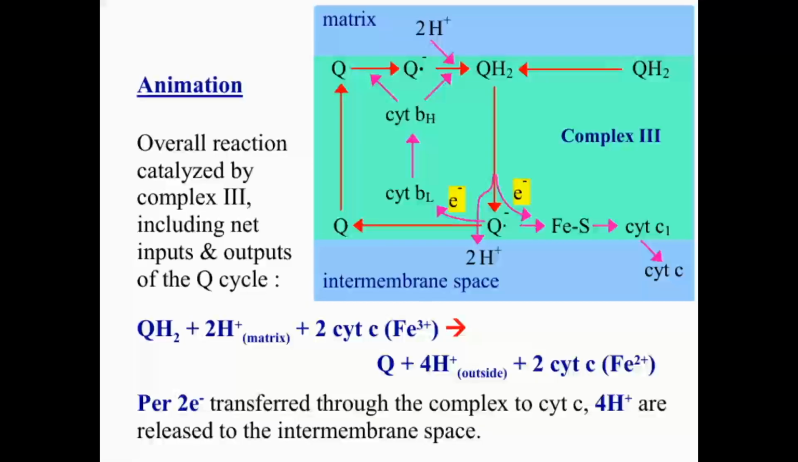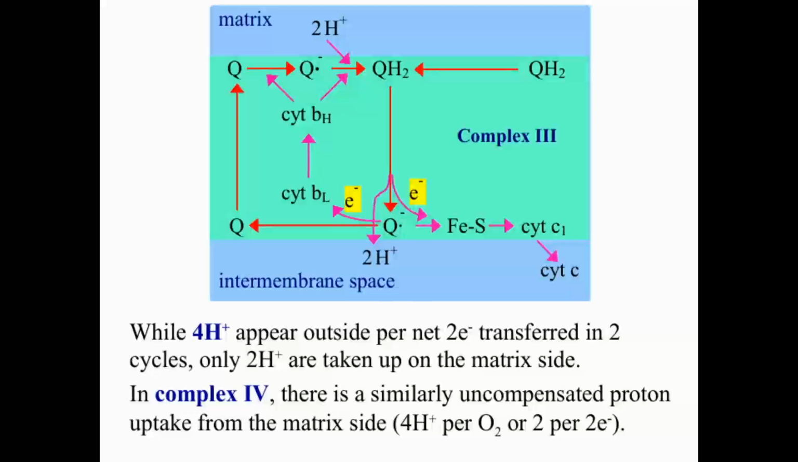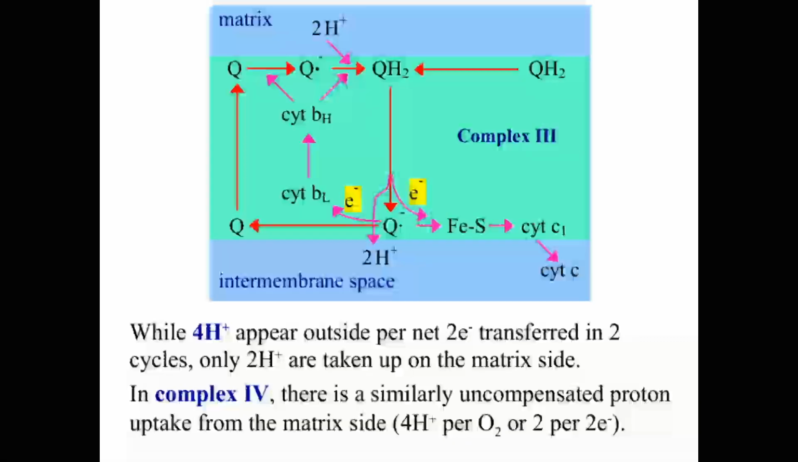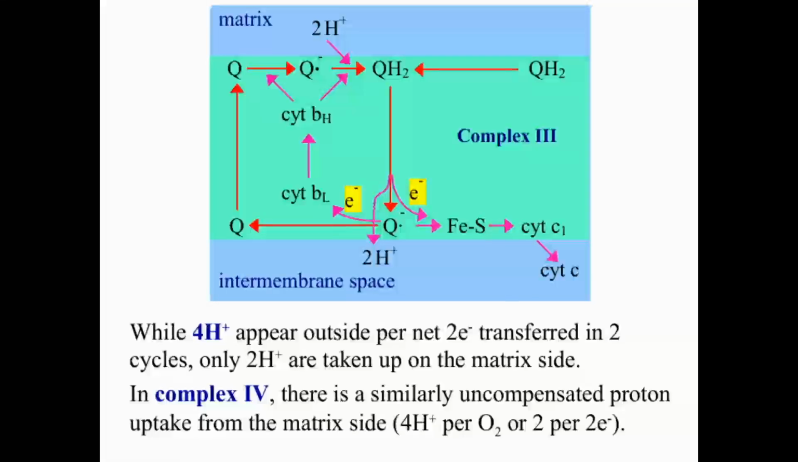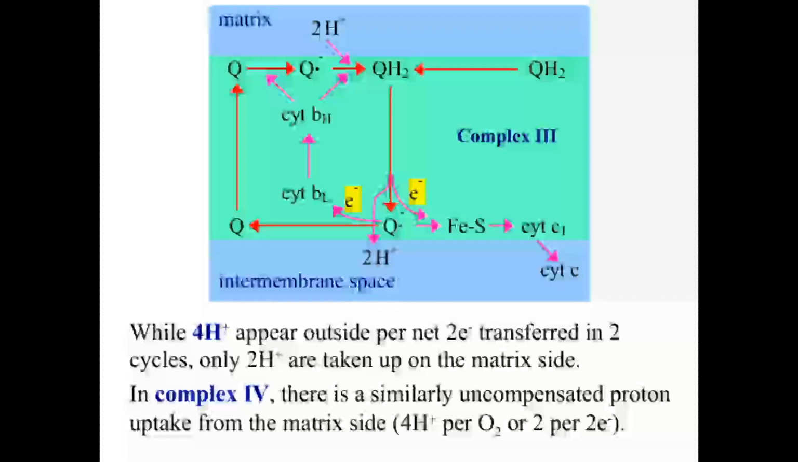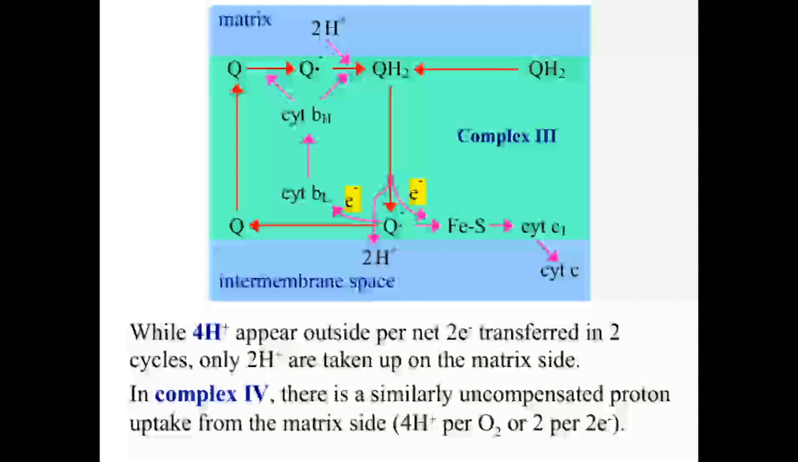While 4H+ ions appear outside per net 2 electrons transferred in 2 cycles, only 2 H+ ions are actually taken up on the matrix side. This means there's a sort of imbalance or uncompensated proton movement. In complex IV, we see a similar situation. Here, there's also an uncompensated proton uptake from the matrix side, specifically 4 H+ ions per O2 molecule, or 2 H+ ions for every 2 electrons transferred.